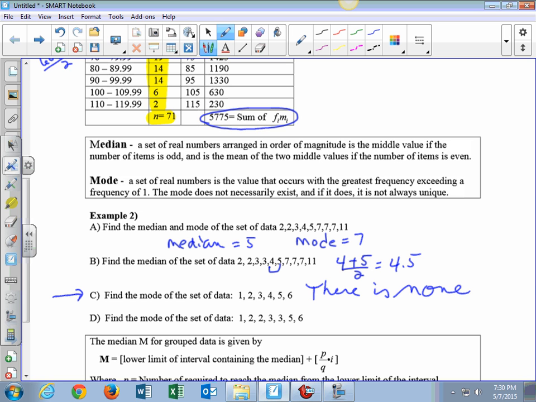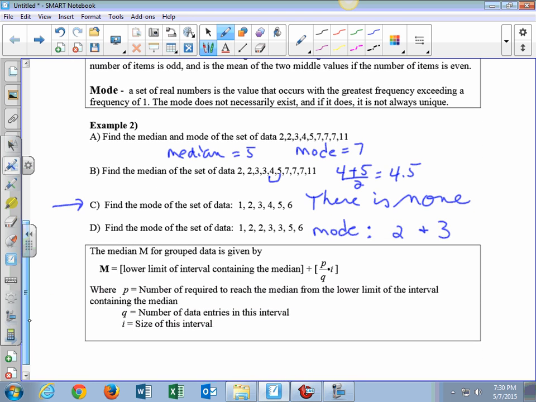All right, so the frequency has to exceed 1. And then part D, find the mode of this data. I have a 2 occurring twice and a 3 occurring twice. So just kind of reminding you that you can have multiple modes. Here's a mode of 2 and 3, both. Okay, so there it is.